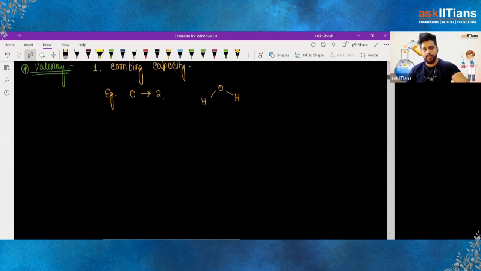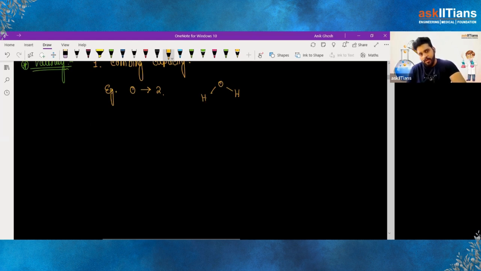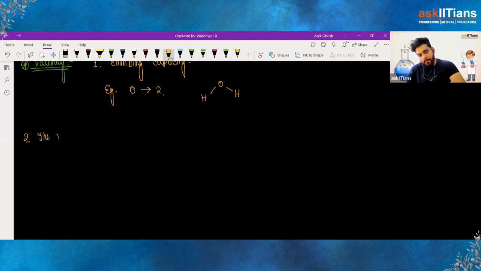Or you can do another thing. You can say another thing. You can go for point number 2. What they are saying over here is the number of electrons accepted or donated during a chemical reaction.